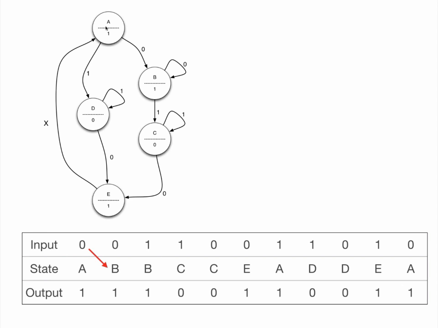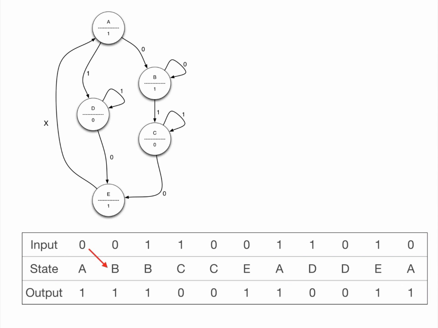We're in state A, and the inputs are 0, so we go to B. We're now in state B, and the inputs are 0, so we stay in state B. The inputs now are 1, so we go to state C. The inputs are 1, we stay in state C. Now the inputs are 0, we go to state E. And it doesn't matter what the input is now, we end up back in state A.